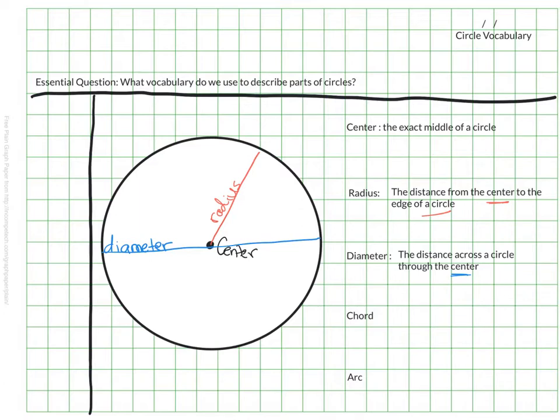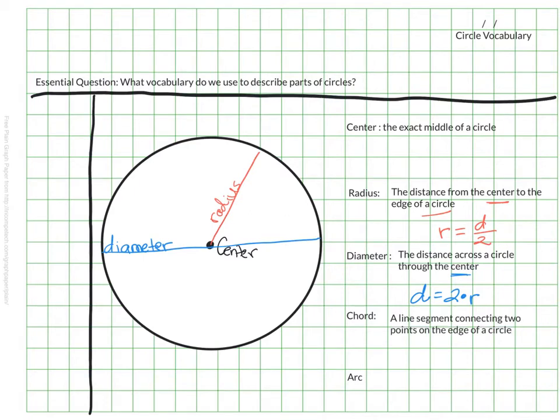And the diameter is twice the length of the radius. So the diameter is 2 times the radius. And also, when you're thinking about the radius, you could say, oh, well, the radius is the diameter divided by 2. So those are some things to keep in mind.